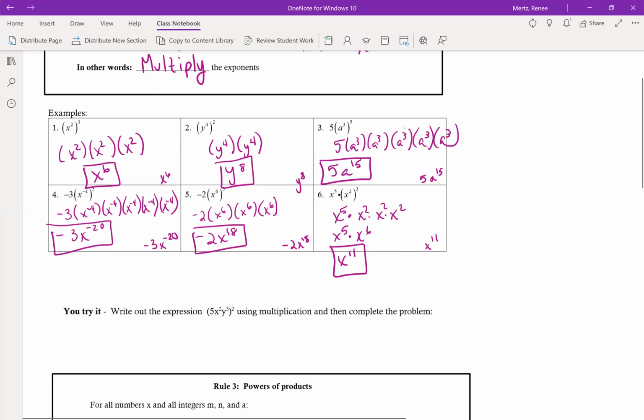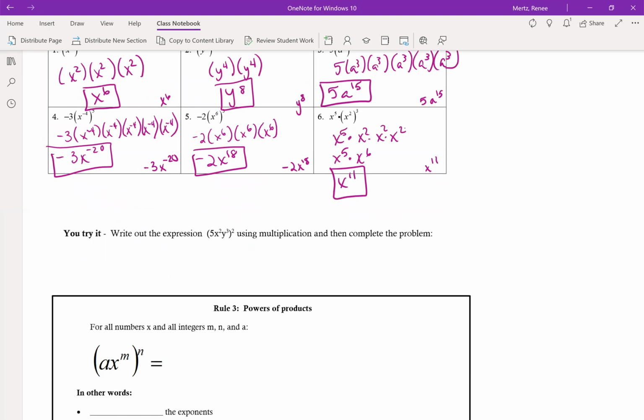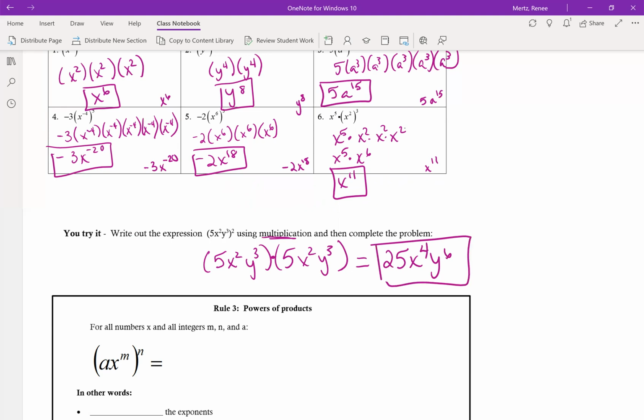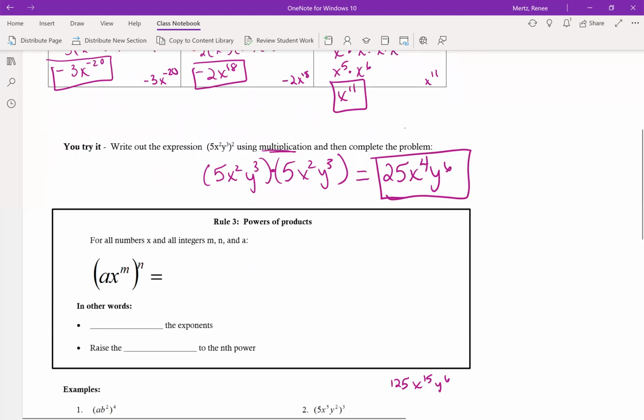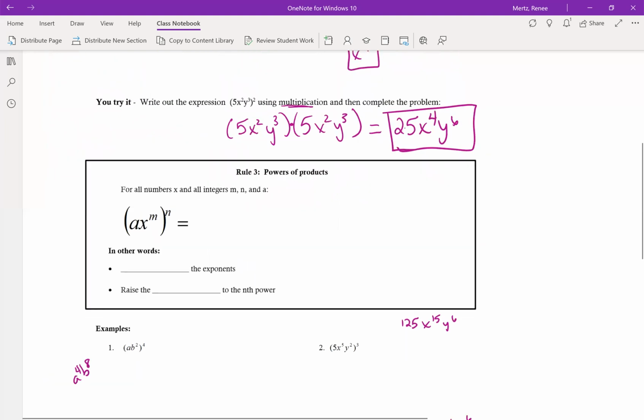So on the next one, we're going to write out 5x squared y cubed 2 times. So if it says expand or write out using multiplication, this is what they want. So they'll use the words expand or write out using multiplication to ask you to do that expansion to get 25 x to the 4th, y to the 6th. A lot of this Common Core algebra course is about how well you are reading and paying attention to the little details.